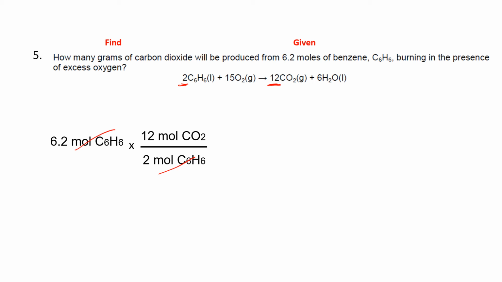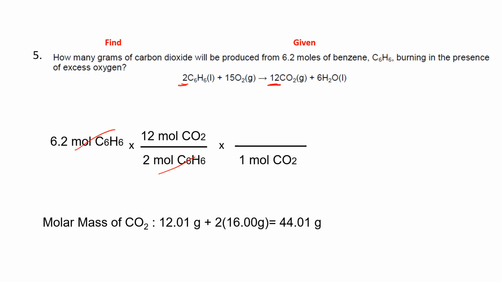So we want to get to grams of carbon dioxide. To get from moles of carbon dioxide to grams of carbon dioxide, we're going to use molar mass. So on the periodic table, we're able to find the molar mass for carbon dioxide by taking 12.01 grams plus 2 times 16 grams, since there are 2 oxygens, to get 44.01 grams.